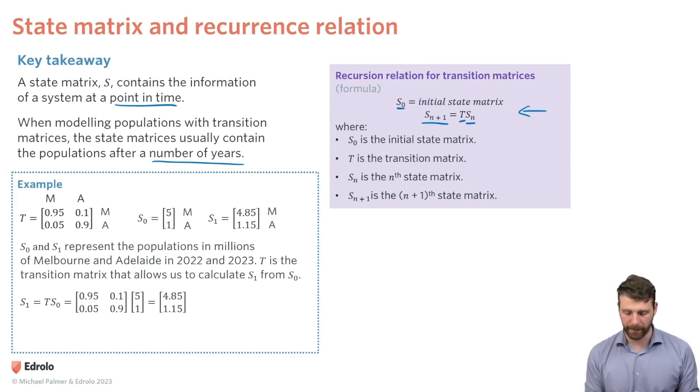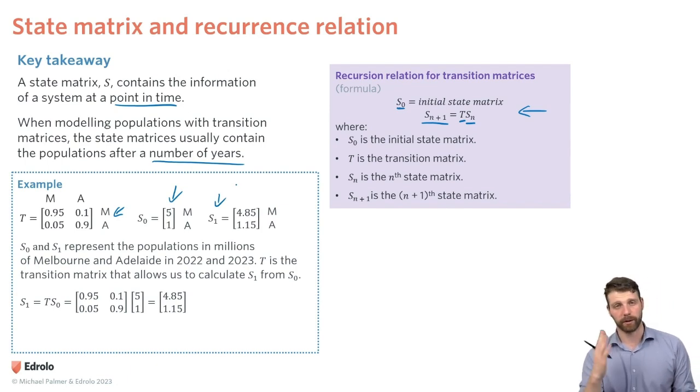Okay, so here's an example. Looks like I'm back to my Melbourne-Adelaide one. So that's the one we saw before. And S0 was 5.1, and I wanted S1 to be 4.84 times 1.15. So I did that exact calculation before. I just used P's instead of this S0, S1 notation. So that's really all that's changed.